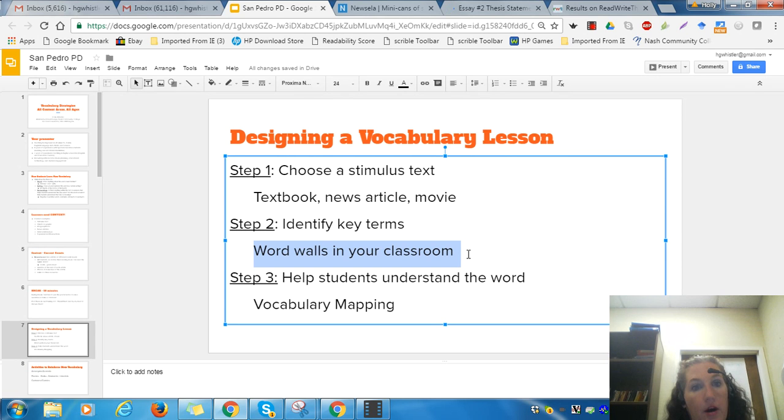So if you will pause the PD and go ahead and identify the key terms in your stimulus text. And then once you do that, we will move on to step 3. So again, please pause and read through and identify the key terms that you would like students to learn.